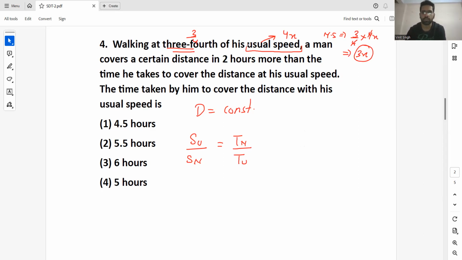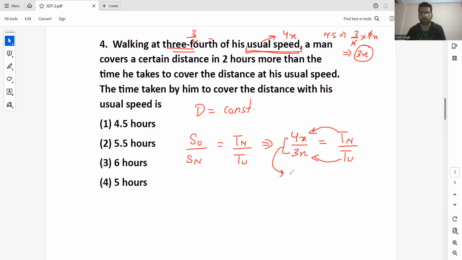Why am I taking the 4? Because it is 3 by 4, the 4 will be cancelled. That's why I am taking it. Usual speed is 4x. So new speed becomes 3x, which is equal to time new upon time usual. So time new becomes 4x, time usual becomes 3x.